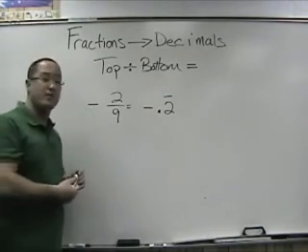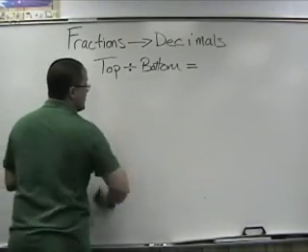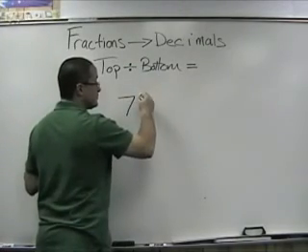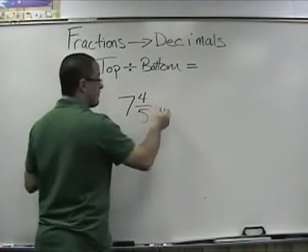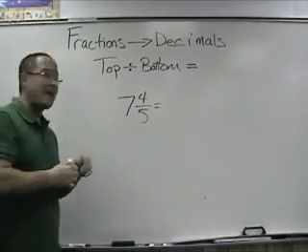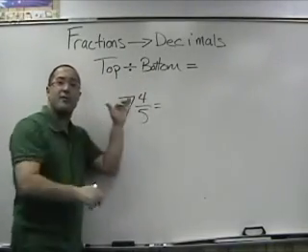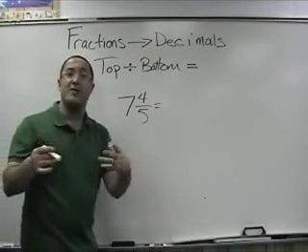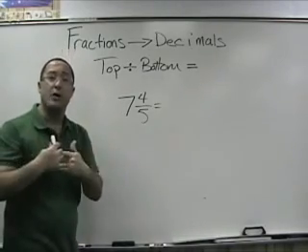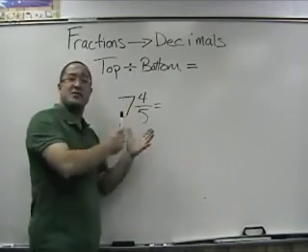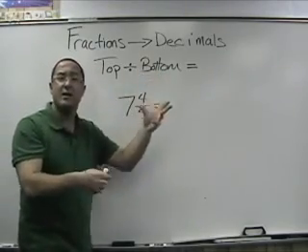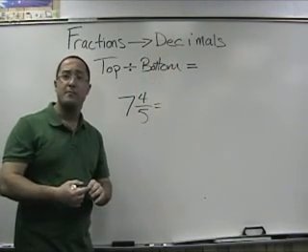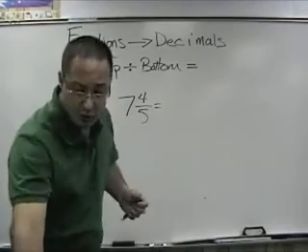What if it's a mixed number? What if it looks something like 7 and 4/5? Okay? Do we have to convert this whole thing back into an improper fraction to change it to a decimal? Some of us may think we have to. Some of us may have been taught that we have to at some point. That we have to go, 7 times 5 is 35 plus 4 is 39, and then do 39 divided by 5. But that's not true. I'll show you on my calculator.